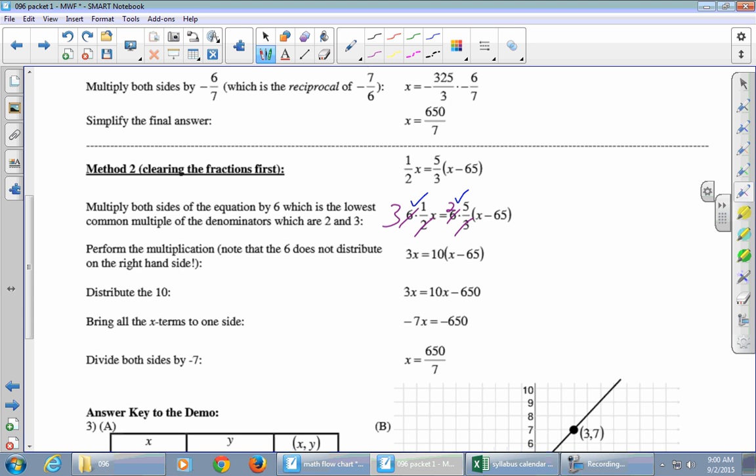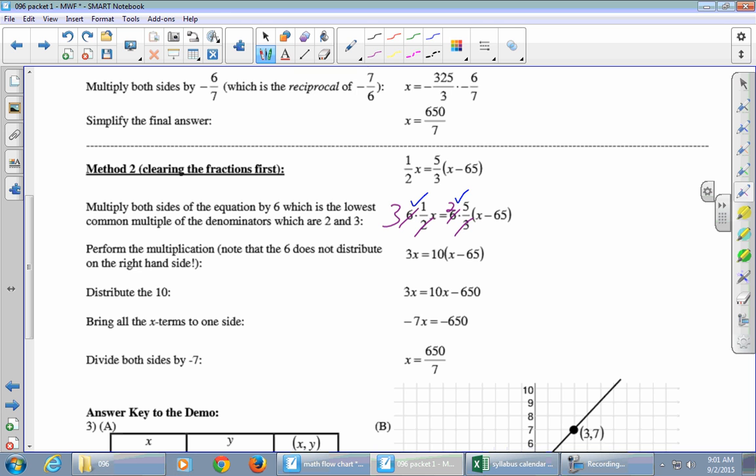So left-hand side is simply 3x. The right-hand side is a little bit of work. That 2 needs to hit the 5 that's still there. That's where the 10 comes in. Okay. And then what can we do with the 10? We can multiply, distribute through, right? We get 10x minus 650. Oh, so much friendlier. Move the x's over by subtracting 10x.